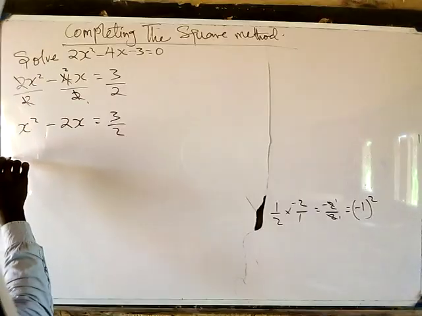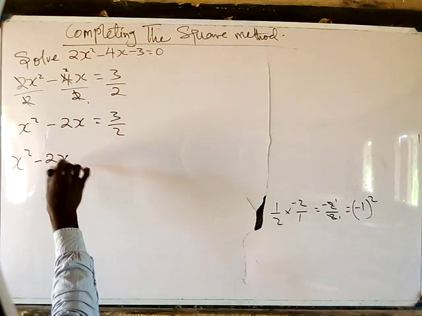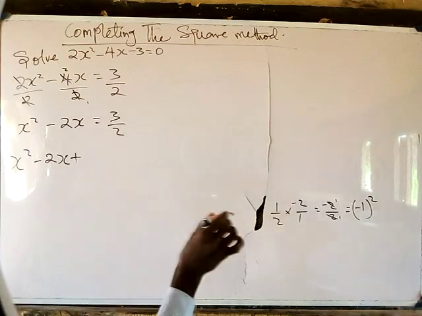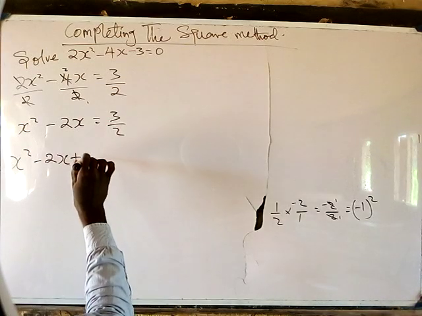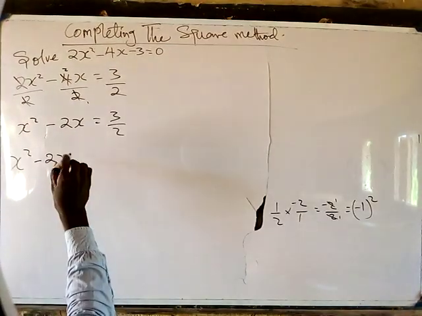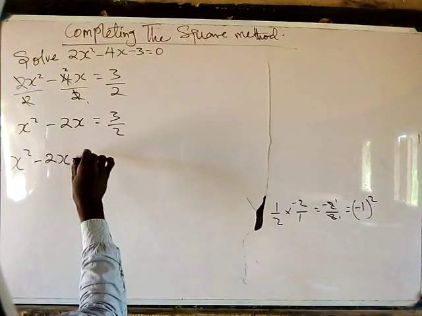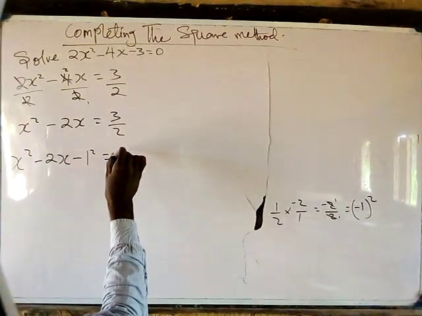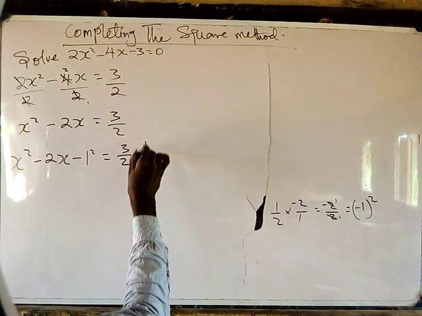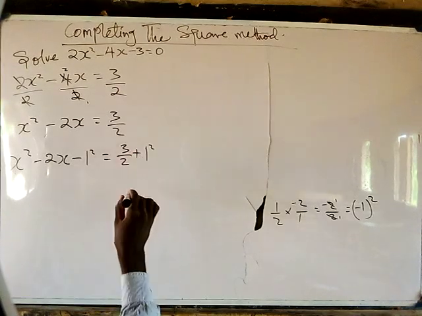So I'm going to say x squared minus 2x now plus what? Plus minus. So instead of me putting brackets, let me just change it to minus, because plus and minus is certainly minus. Minus 1 square, isn't it? Equal to 3 over 2 plus 1 square. Is that understood?